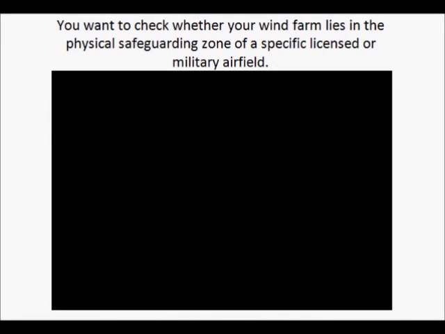You want to check whether your wind farm lies in the physical safeguarding zone of a specific licensed or military airfield. You will require an Aerodrome Protected Surfaces chart priced at £195. This chart shows the relative positions of the turbines, runways and the airport's physical safeguarding surfaces. Turbines beyond the surfaces are unlikely to be an issue. Turbines within the surfaces will require further assessment.